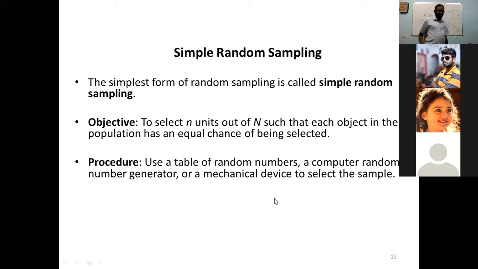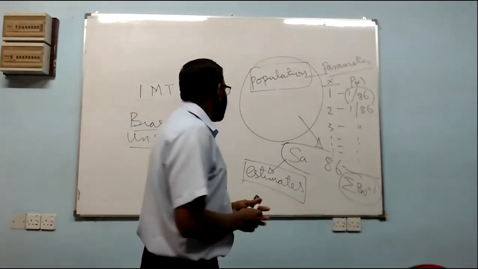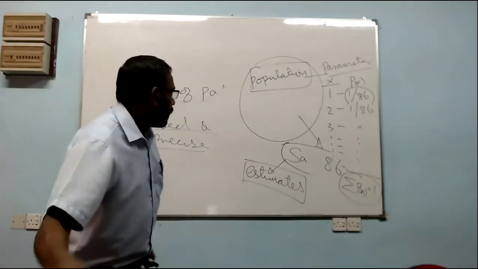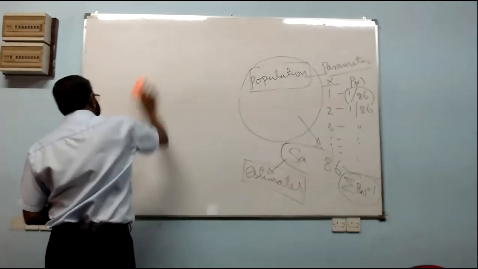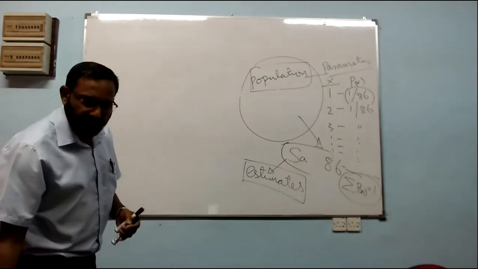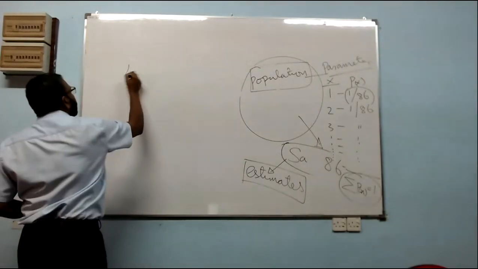Right. This is a more important procedure. How can we do it? Let's say there are 400 students. Out of 400 students, I want to select only 10 students. What is the simplest form? I have 400 students in the faculty, right?